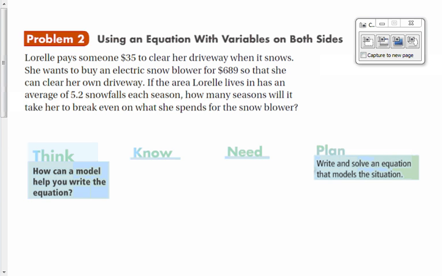All right, sometimes we want to solve an equation that has variables on both sides. It says Laurel pays someone $35 to clear a driveway when it snows. She wants to buy an electric snowblower for $689 so that she can clear her own driveway. If the area Laurel lives in has an average of 5.2 snowfalls per season, how many seasons will it take her to break even on what she spends for the snowblower?